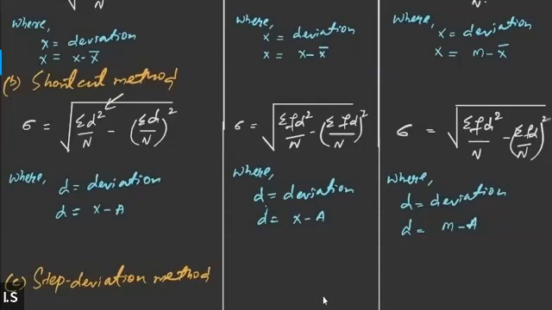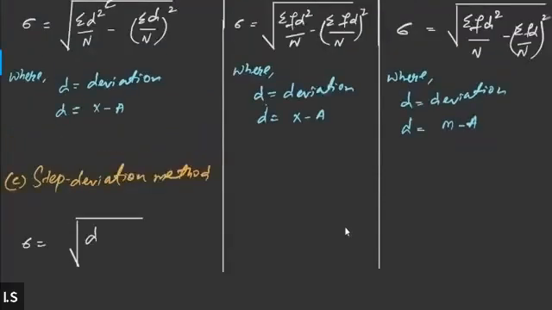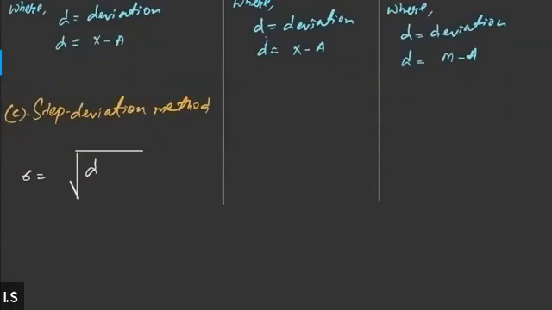Tell me, is this clear to you, Alexander? Yes, sir. Okay, now let's talk about the final method, the step deviation method. In case of the step deviation method, for individual series, the formula will be sigma d dash square upon n, and we will be multiplying it with the common factor.